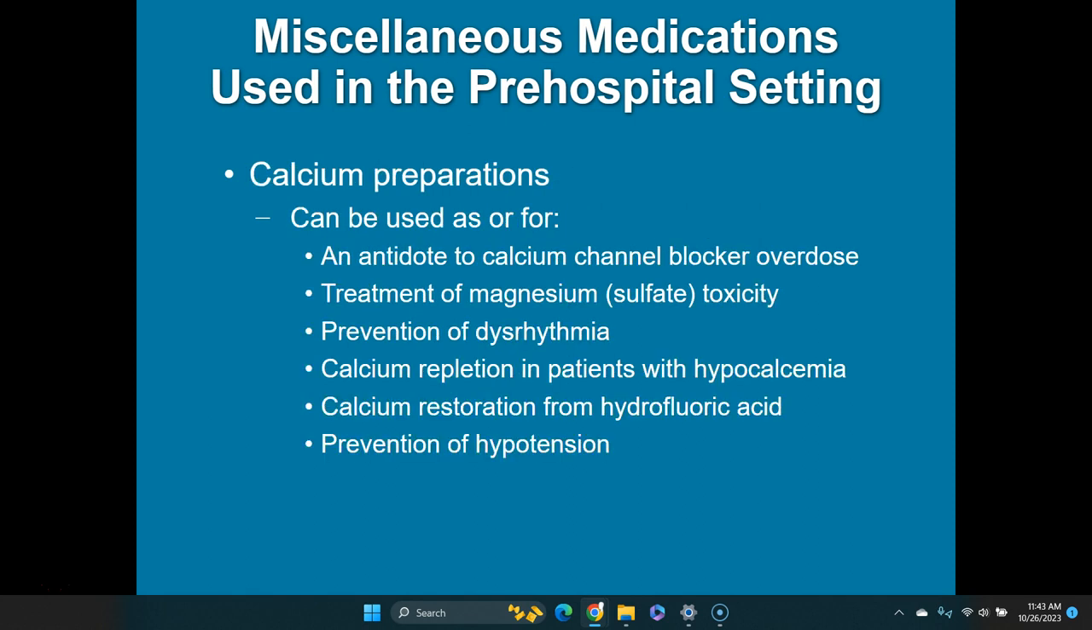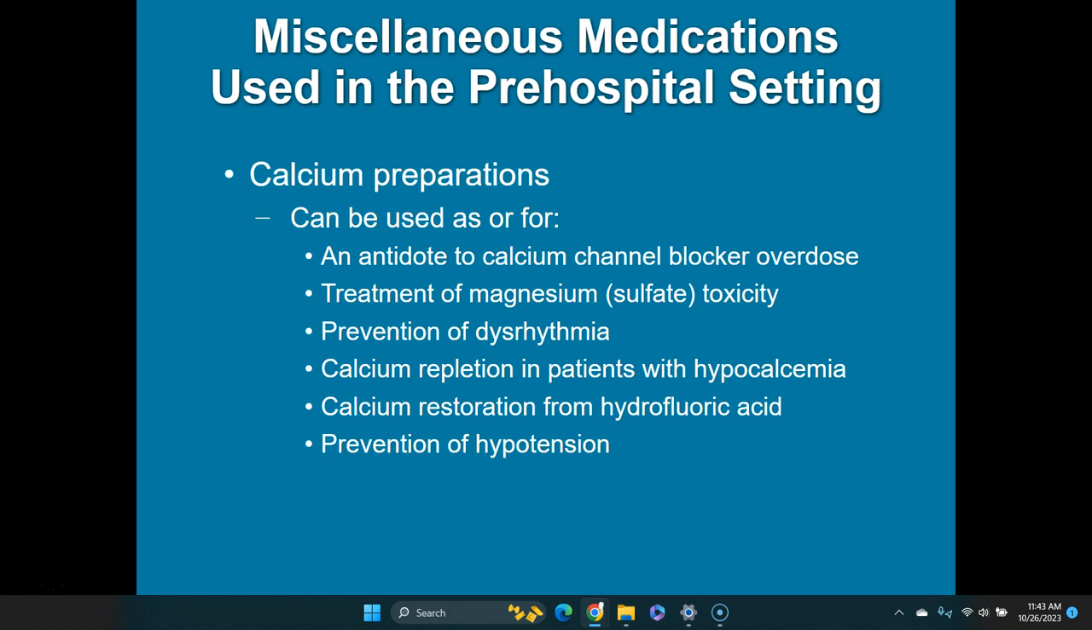Calcium. You can give that for calcium channel blocker overdoses, of course. Magnesium toxicity, prevention of dysrhythmias, calcium repletion with hypocalcemia, calcium restoration from hydrofluoric acid, and the prevention of hypotension. So there's a lot of different uses for calcium.